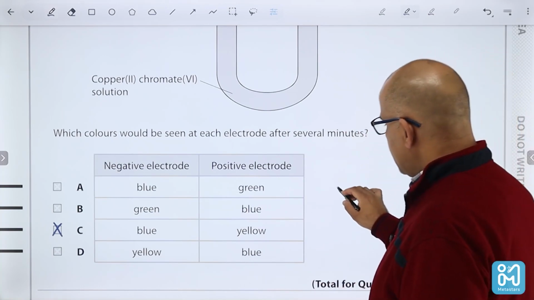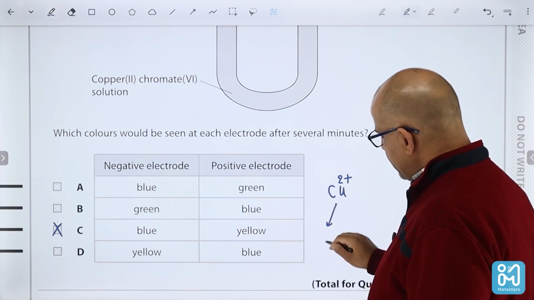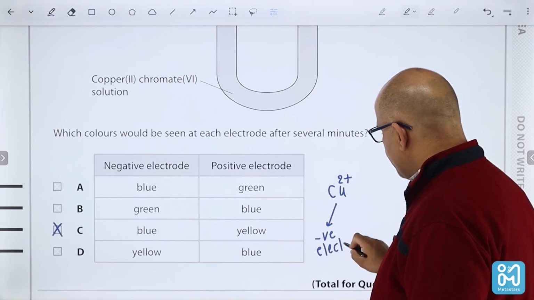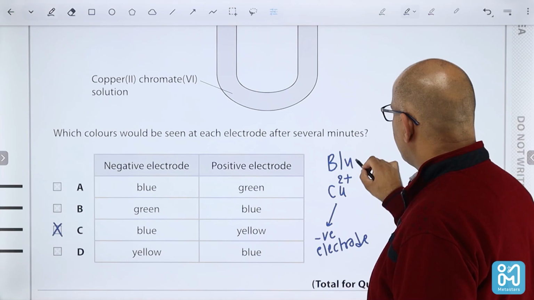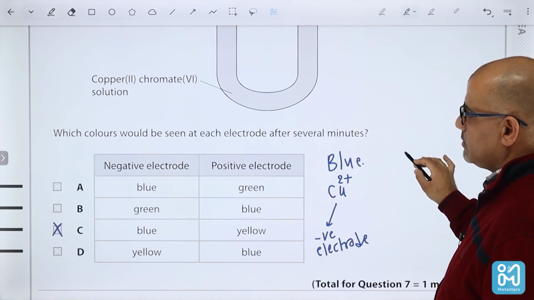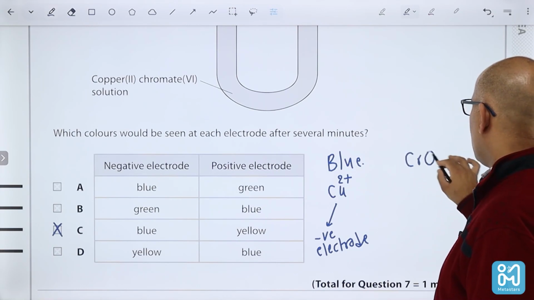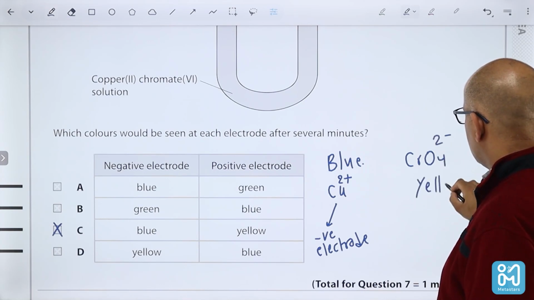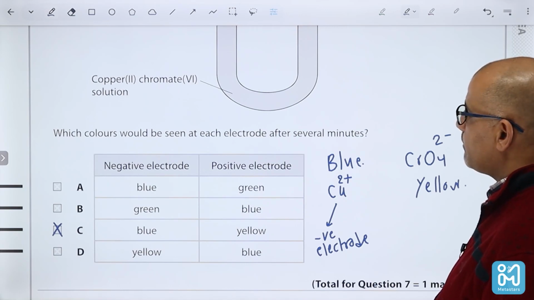Okay, this is again according to Cu positive 2 being attracted to the negative electrode and its color is blue. And for the chromate solution, chromate 6, which is CrO4 negative 2, that's yellow. Okay?